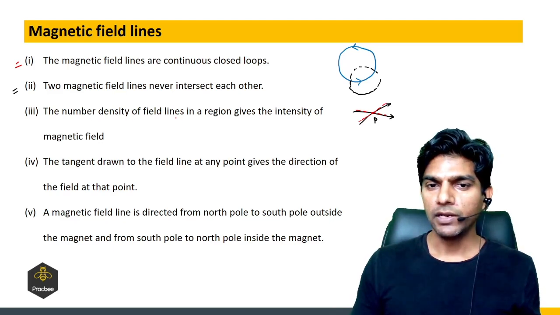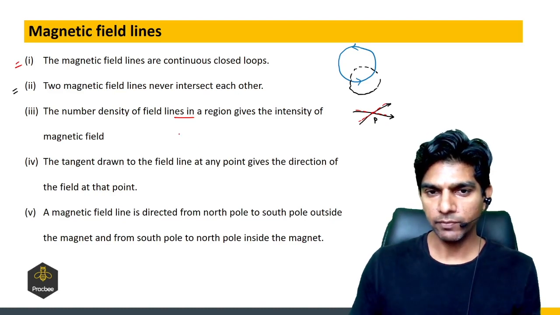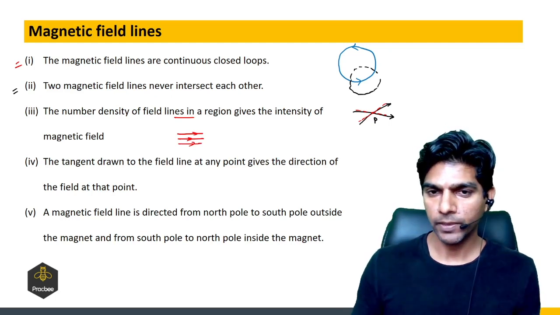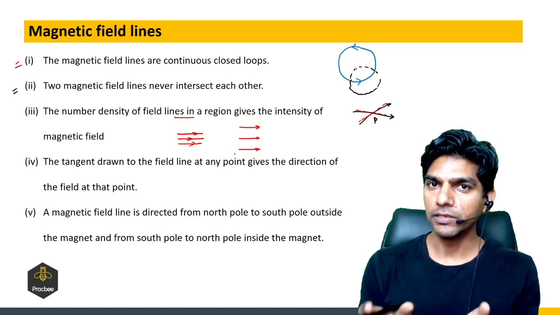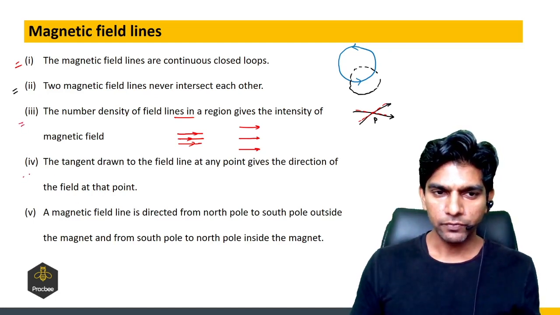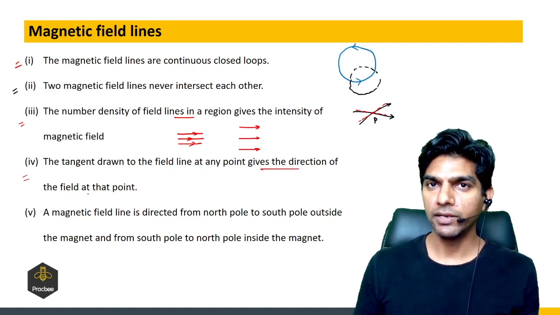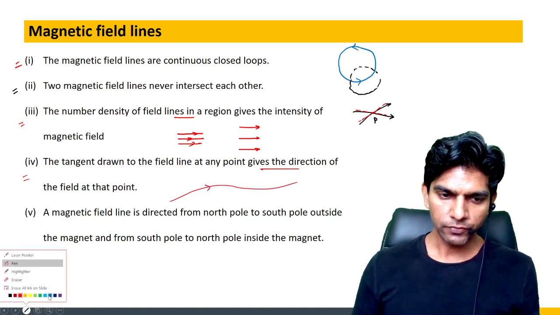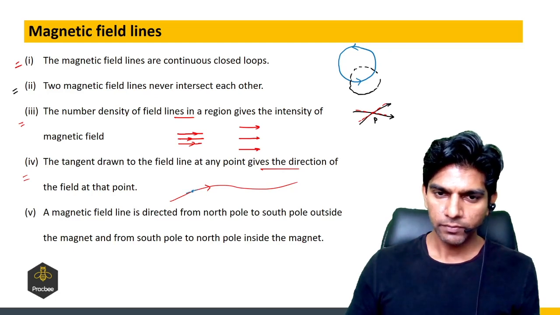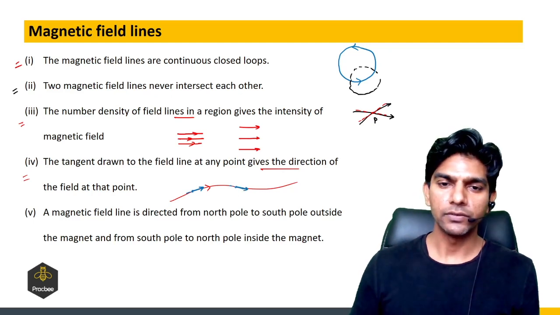The number density of field lines in a region gives the intensity of the magnetic field. So what does it mean? If we have magnetic field lines which are quite close to each other, it means in this region the field is strong. But if we have magnetic field lines which are quite far apart, we can say in this region the magnetic field is weak. Now the fourth point, we have already discussed: the tangent drawn to the magnetic field line at a point gives the direction of the field at that point. So if this is the magnetic field line, and I draw a tangent at this particular point, then this is the direction of the magnetic field. If I draw a tangent at this particular point, then this is the direction of the magnetic field.